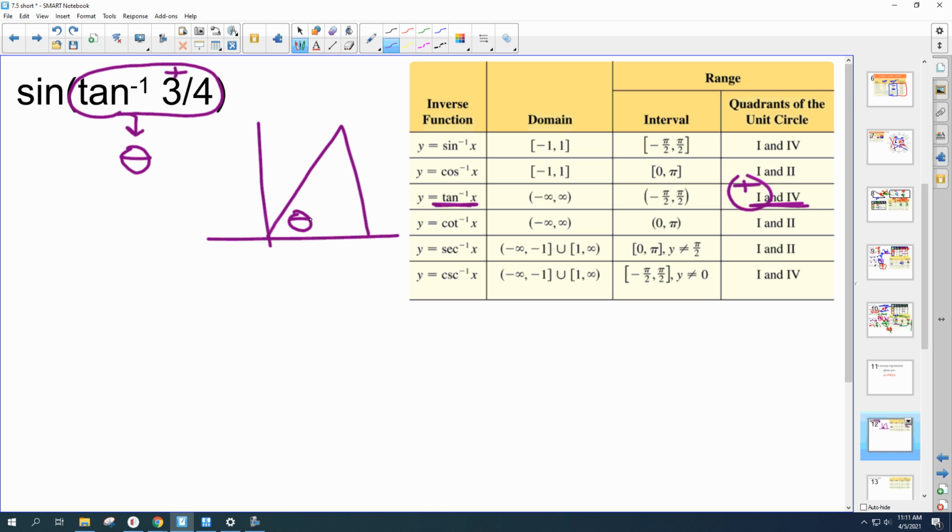Remember, when you draw your triangle, it has to touch a coordinate. Okay? So the tangent ratio is given to us, and we know that's y over x, or you can think of it as opposite over adjacent if you want to, but we've got this ratio, y over x, 3 over 4. We can do Pythagorean theorem to find the missing side. You should get pretty good at this. This is a 3, 4, 5.